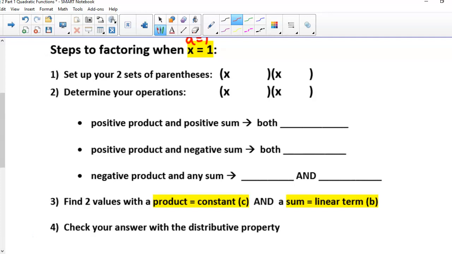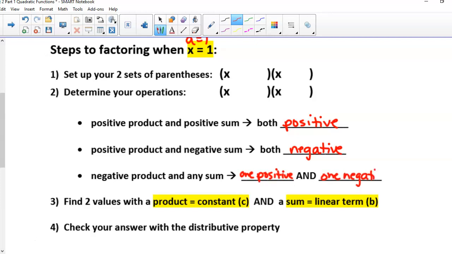And so the positive product and positive sum. When you have x squared plus bx plus c, then both of those parentheses are going to be positive. If you have a positive product, so it ends with a positive number, and a negative sum, that middle term is negative, then they're both going to be negative. If you have a negative product, so that whole number without the variable is negative, and any sum that you want, you're going to have one positive and one negative. So you'll have different signs.